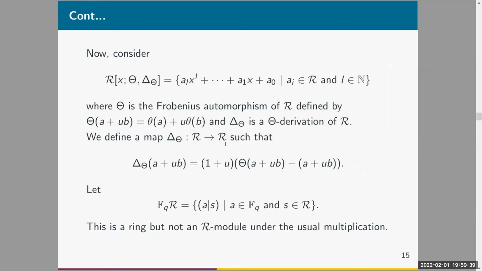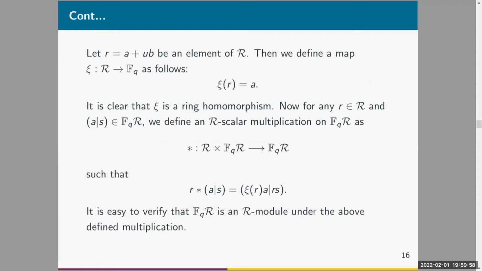We define a map delta theta in this way. Delta theta(a + ub) = (1/2)(theta(a + ub) - (a + ub)), and consider the set FqR as, where a is coming from Fq and s belongs to R. We can see that this is a ring but not an R-module structure under the usual addition. So for this we consider a map xi from R to Fq, xi(r) = a, and introduce the R scalar multiplication on this ring FqR.